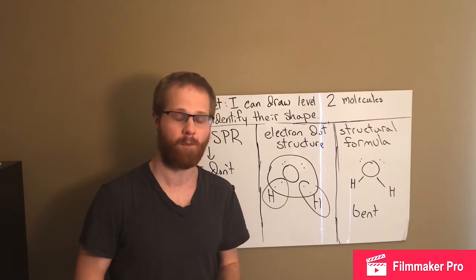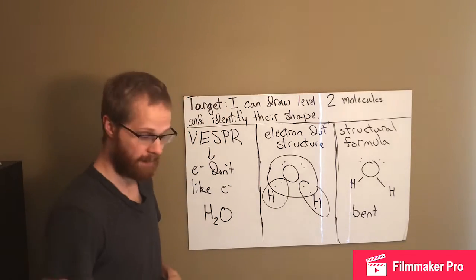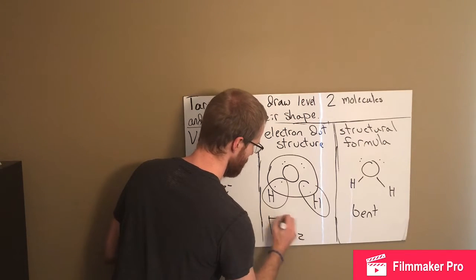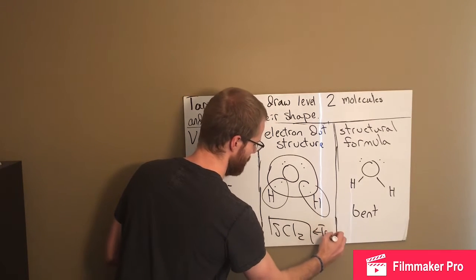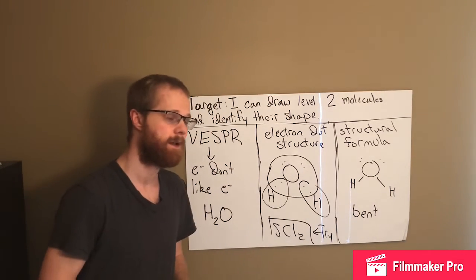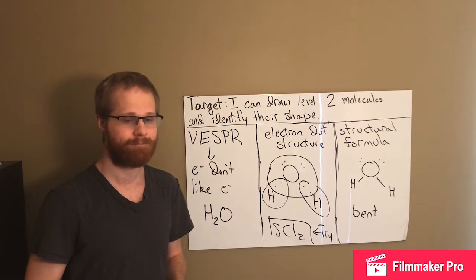I'd like you to try one more practice problem, and this one is going to be SCl2. So go ahead and try drawing SCl2, both the electron dot structure and structural formula, and then see if you can identify the shape. SCl2.